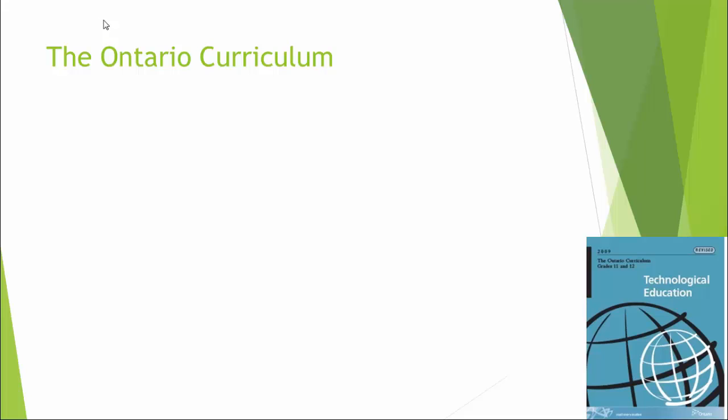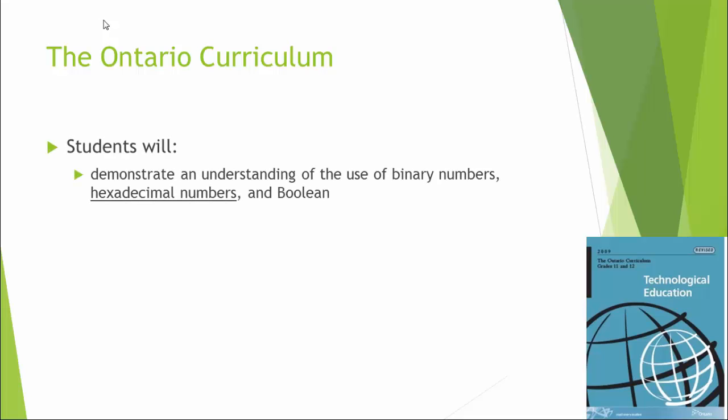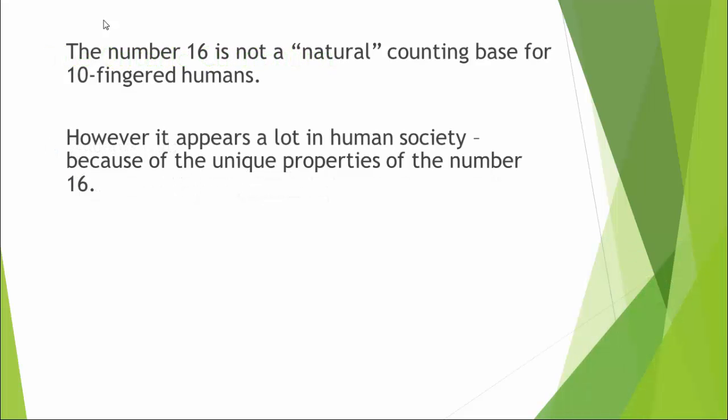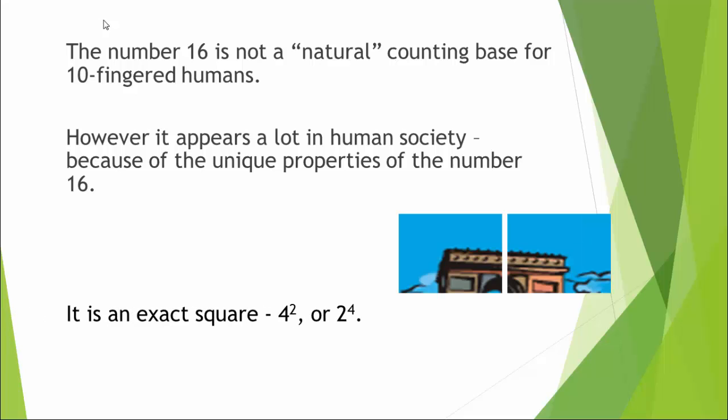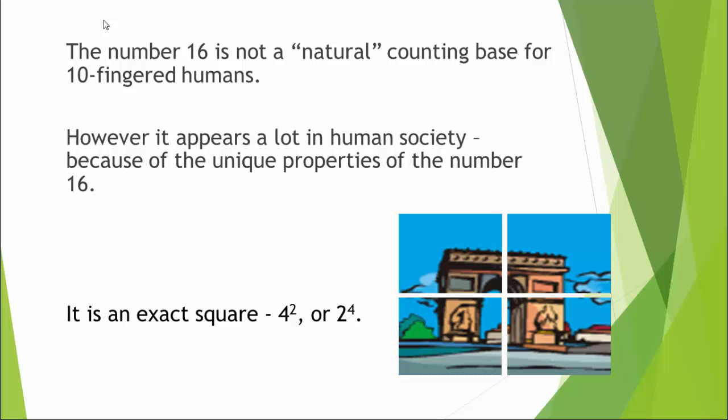The Ontario curriculum includes the concept that students will demonstrate an understanding not just of binary numbers, but also of hexadecimal numbers. The number 16 isn't a natural counting base for humans with their 10 fingers. In fact, of course, 10 is. It does appear a lot in human society because of its unique properties. It's an exact square. It's 4 to the 2. It's 2 to the 4, something we're going to exploit very soon.